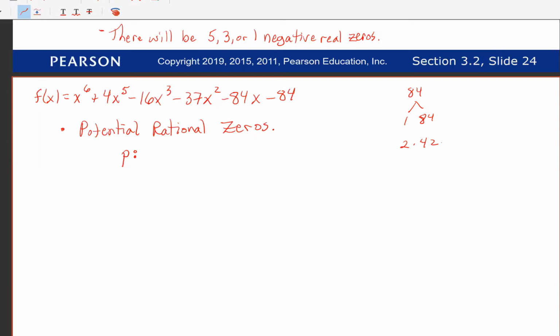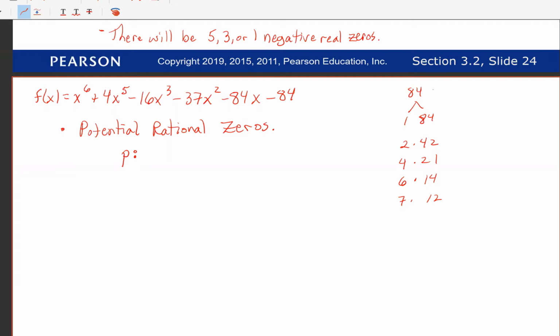3 doesn't go in. It could be 4 or 21. 5 doesn't go in. It could be 6 and what? 14. It could be 7 and 12. Does 8 go in? Nope. No, it's 10.5. Does 9 go in? Nope. 10 doesn't, and 11 doesn't, and then we're back to 12.